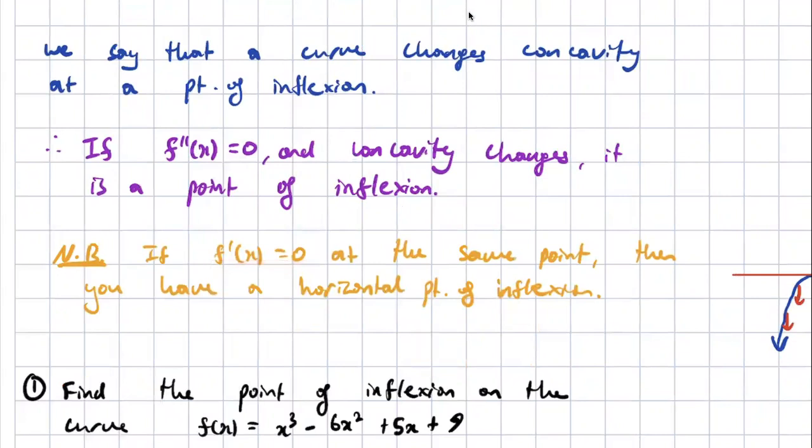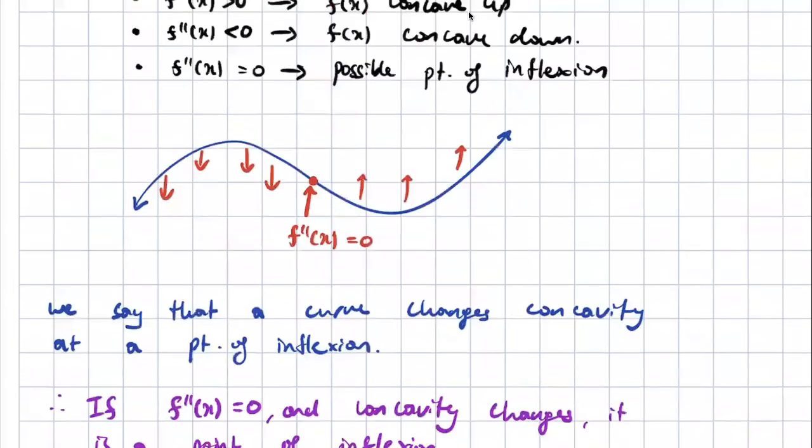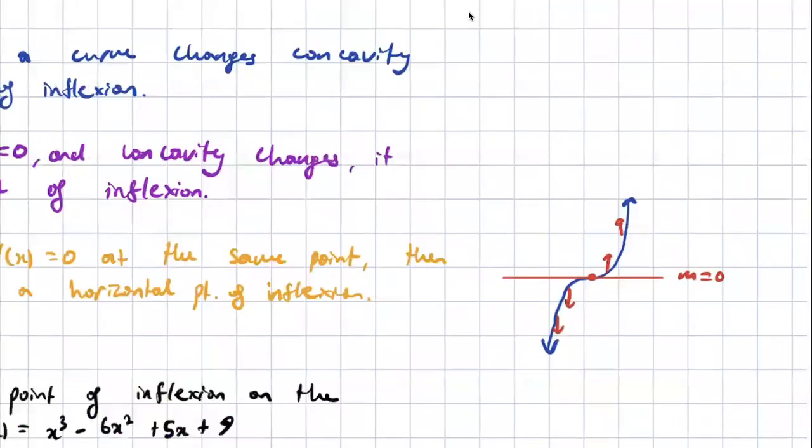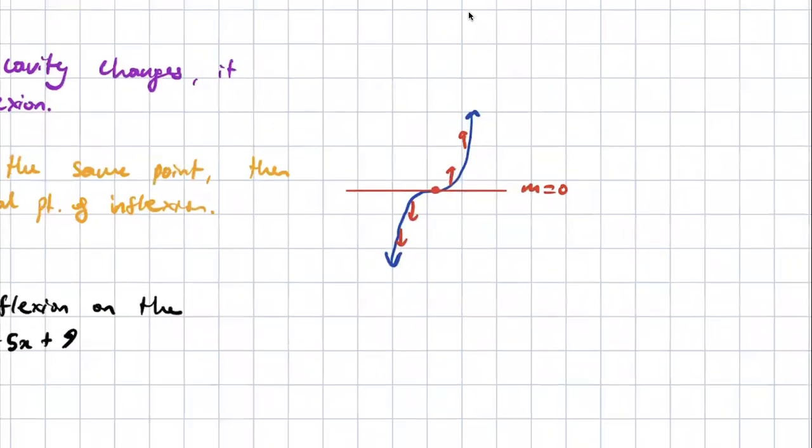To add on top of that, if you had the first derivative equaling 0 at the same point, now, what does that mean? That means that you have a stationary point, okay? At the same point as where your second derivative is equal to 0, then you have what is called a horizontal point of inflection, okay? So this one here is not a horizontal point of inflection because there is no stationary point on the original curve. However, here is an example of a horizontal point of inflection.